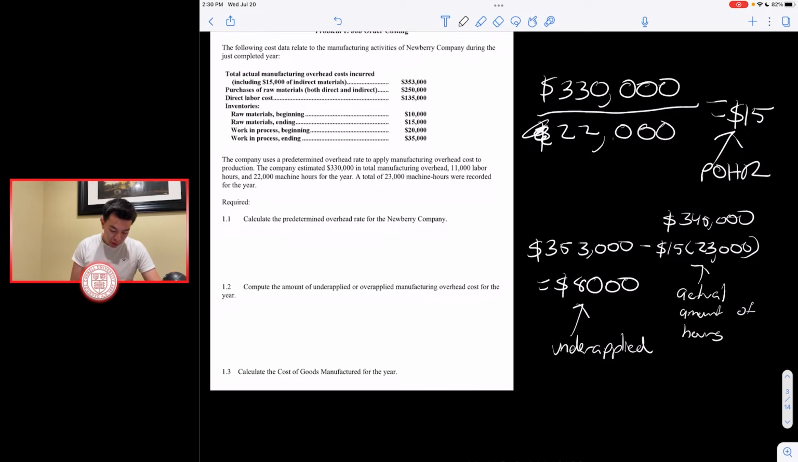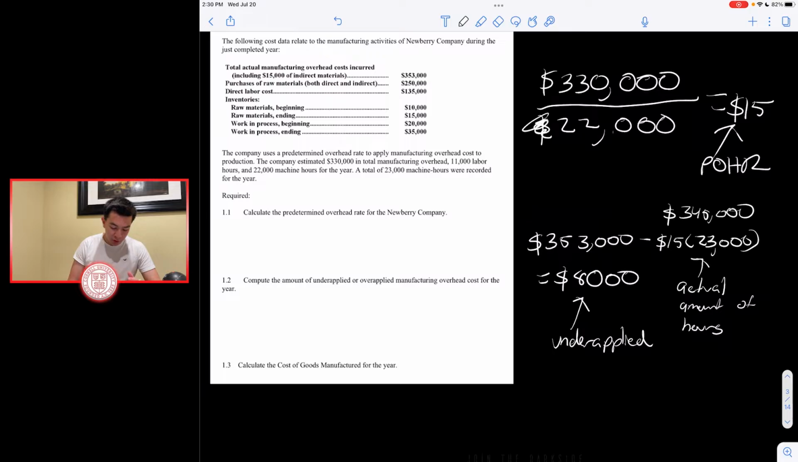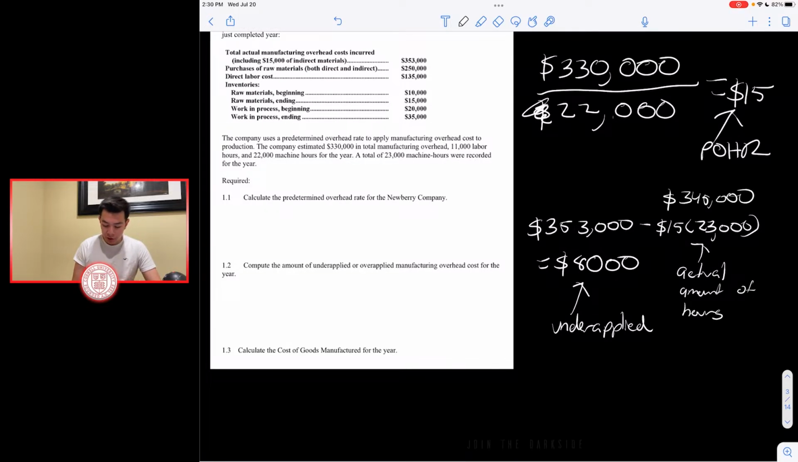Now for 1.3, it says calculate the cost of goods manufactured for the year. So now what we're going to do is 345,000. That is the overhead cost we think we're incurring, but in reality is a little bit higher, but we don't know that at this point. And now we're going to add all those other costs. So right here, this is overhead. Now we're going to add our labor costs.